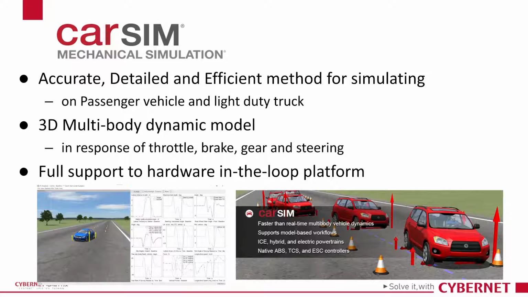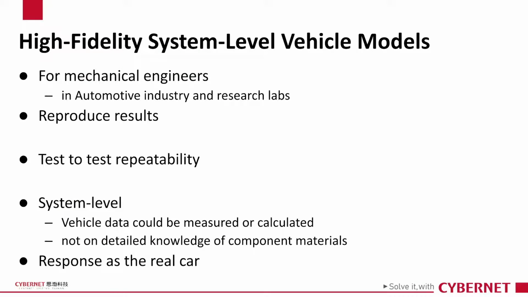The CarSim mass models are represented at the system level. That means that the vehicle data is intended to be either measured or calculated, and it does not depend on detailed knowledge of component materials. What we're trying to do is make sure that the simulated vehicle responds the same way to driver control as it is measured.